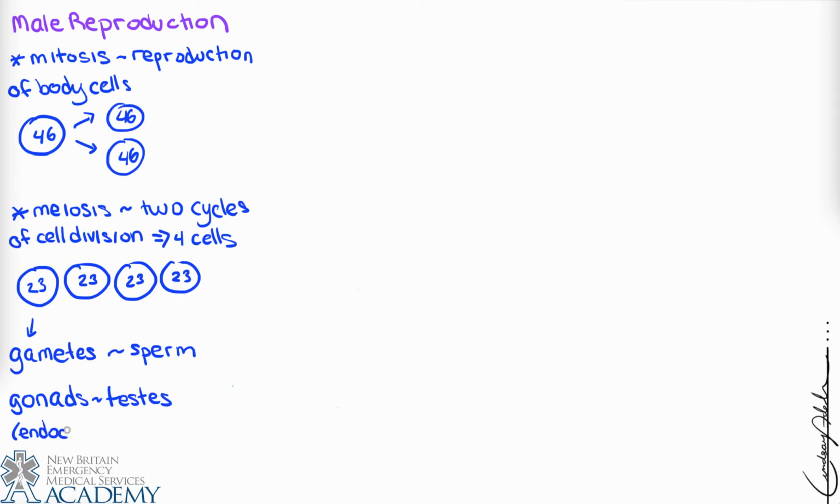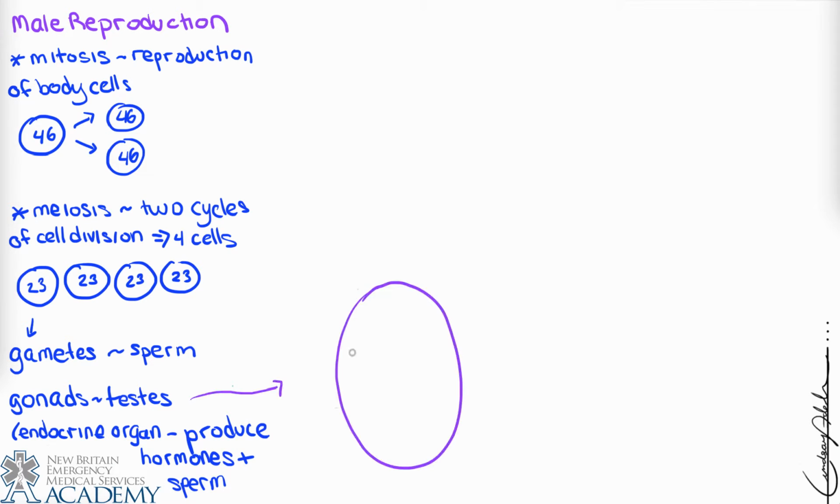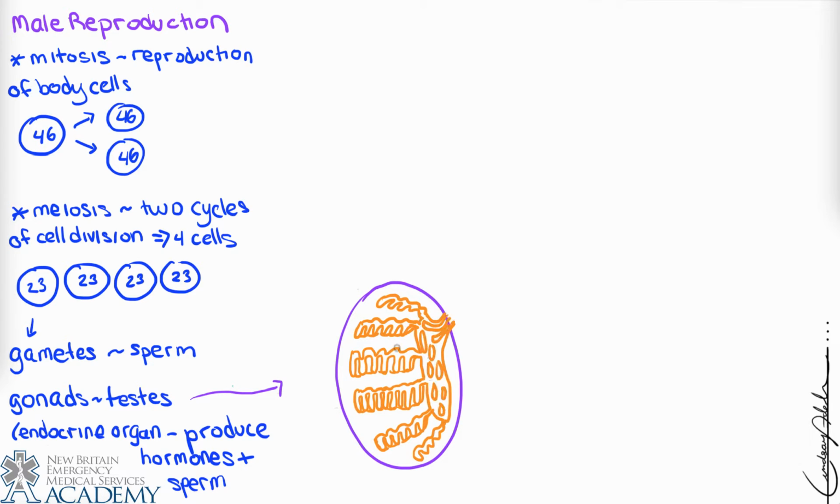The other thing we want to mention is gonads, which in the case of the male are the testes, which are basically endocrine organs that produce hormones and also, of course, produce the sperm. So first, let's begin by considering the testes and taking a look at all of the structures that are present inside that we need for the production of sperm. And so we're going to do this in a couple of stages.